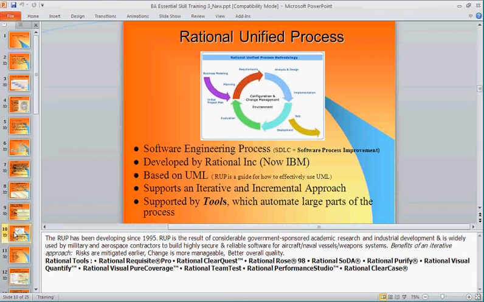So the process actually began earlier. The RUP methodology has been developing since 1995. The government-sponsored academic research began a little earlier than that. But based on the research that Rational Inc. did, they proposed a methodology in 1995 called the Rational Unified Process. Is everyone clear?